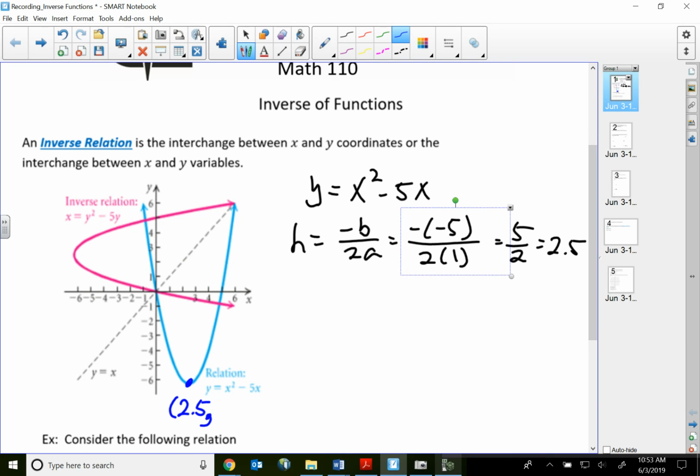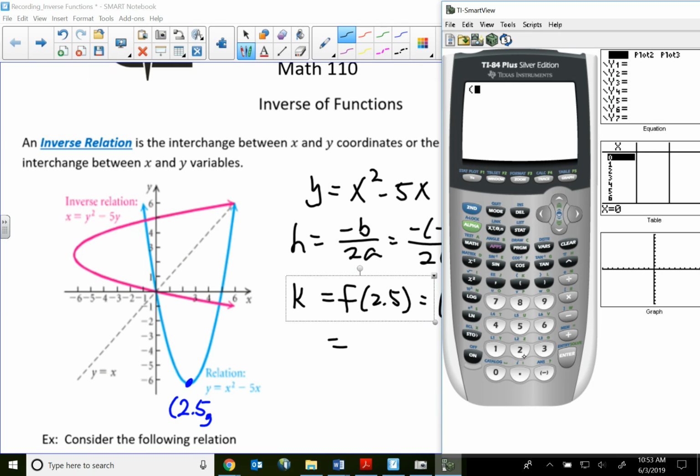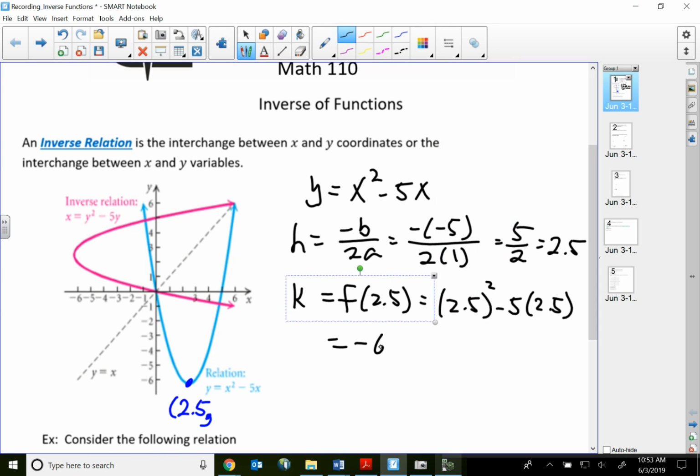To find the y value, or the k, of my vertex, let's substitute my 2.5 back into the function. That will be 2.5 squared minus 5 times 2.5, just trying to see what the y value is. That gives negative 6.25. So the y value of the vertex is negative 6.25.